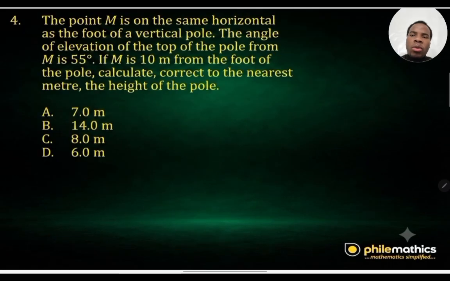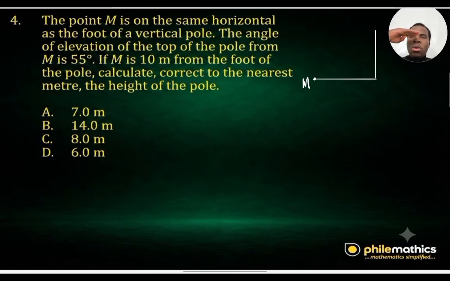This is a word problem on trigonometry, specifically on angle of elevation. It says the point M is on the same horizontal as the foot of a vertical pole. Let's describe this. So if this point is M, it is the same horizontal with the foot of a vertical pole. Okay, the angle of elevation of the top of the pole from M is 55 degrees.